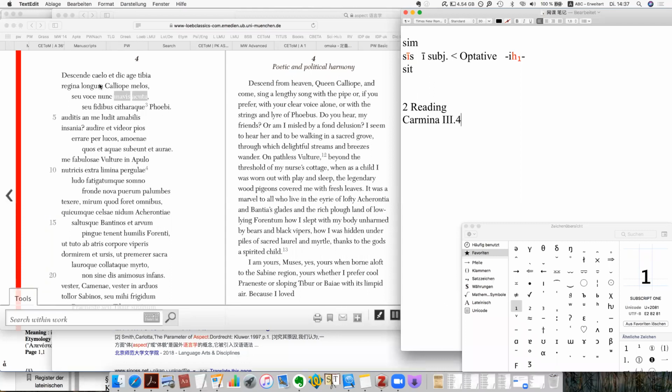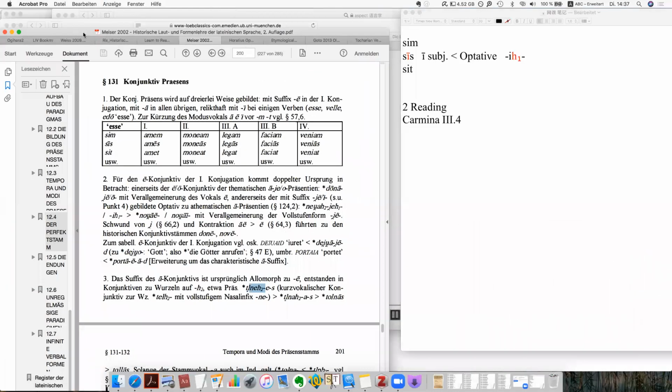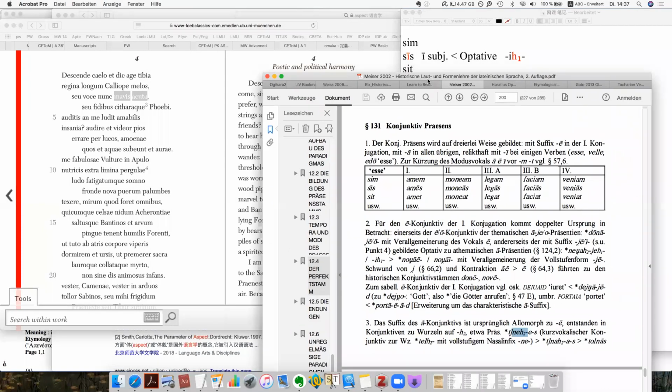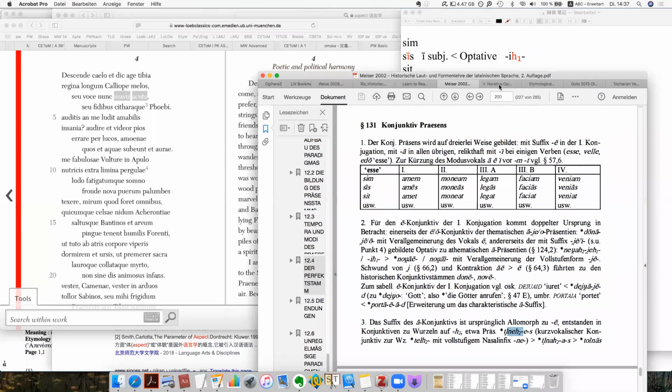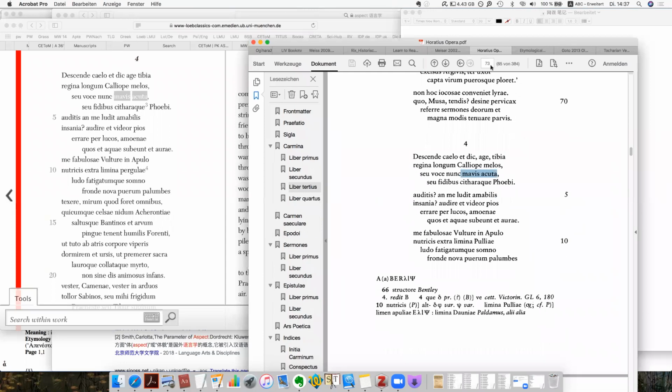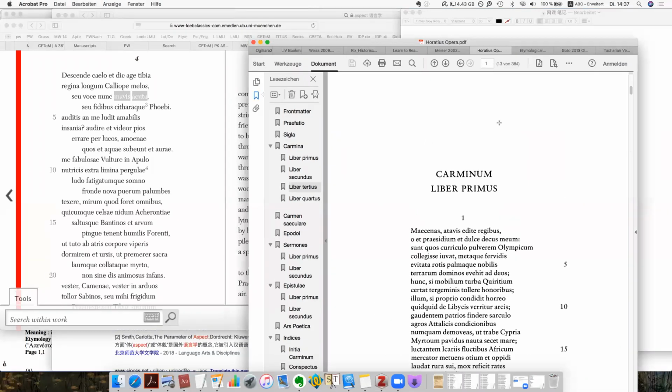So actually, this is a Loeb edition, but for the reading, we need to use the critical edition. The critical edition I have already sent to you.